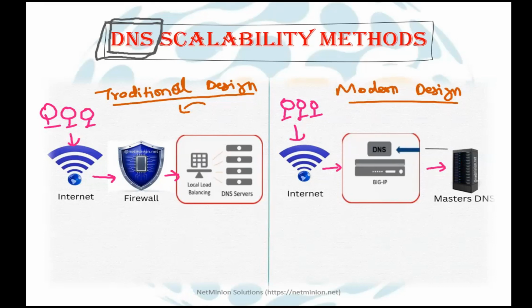One component is missing. Very important. What is that, in the traditional and modern? The Big IP. I hope two components are missing, or maybe more. What are those? Two components are missing in the modern design. One is the firewall. Very good. Firewall is not there.